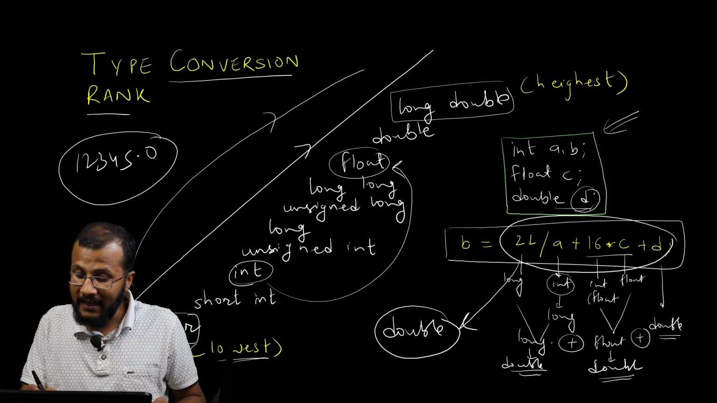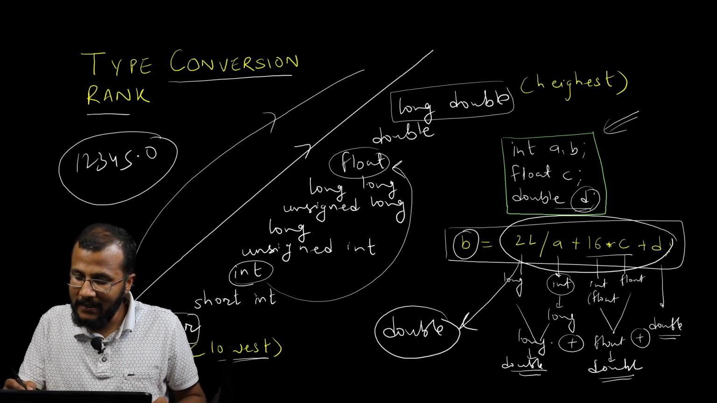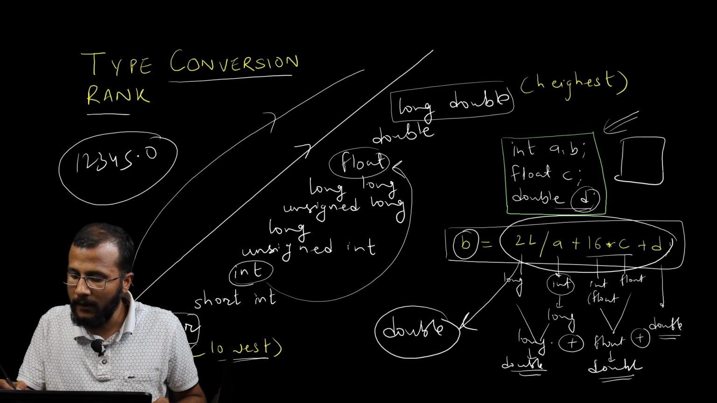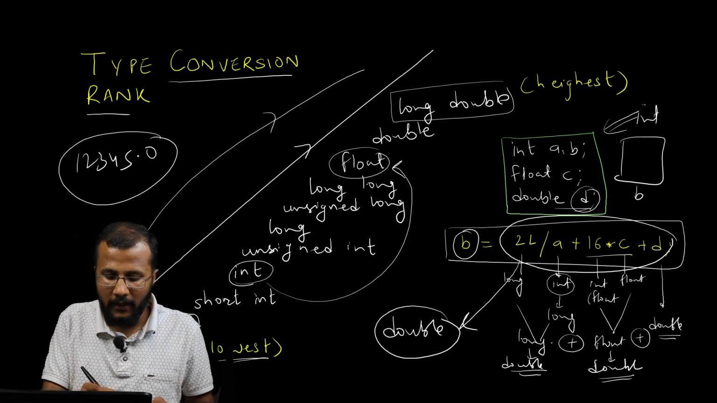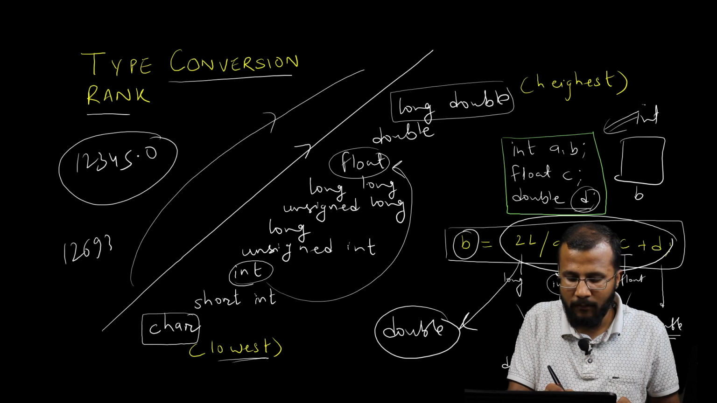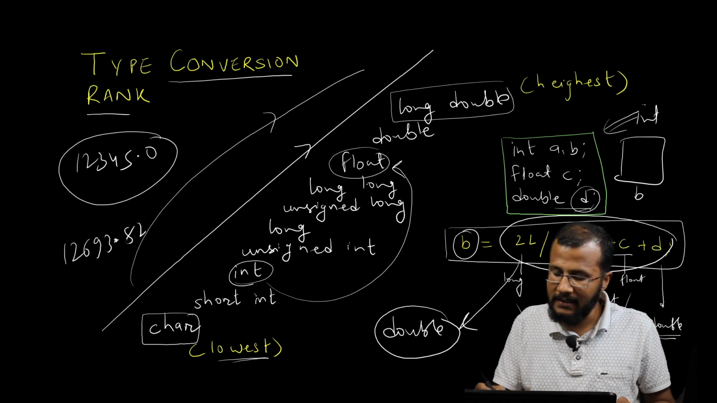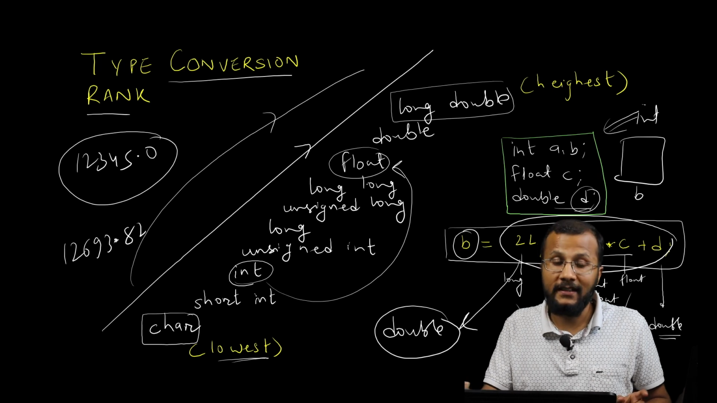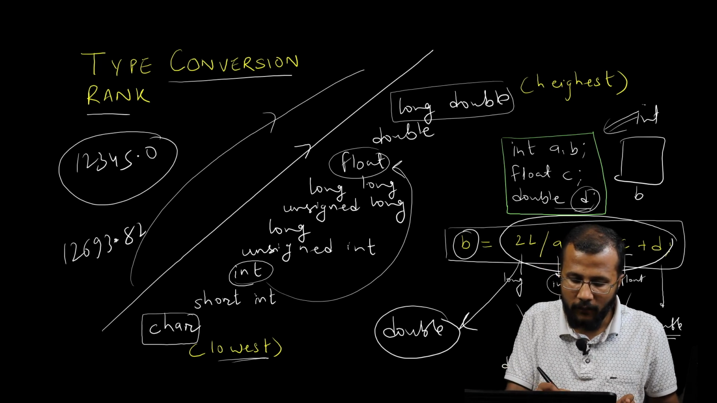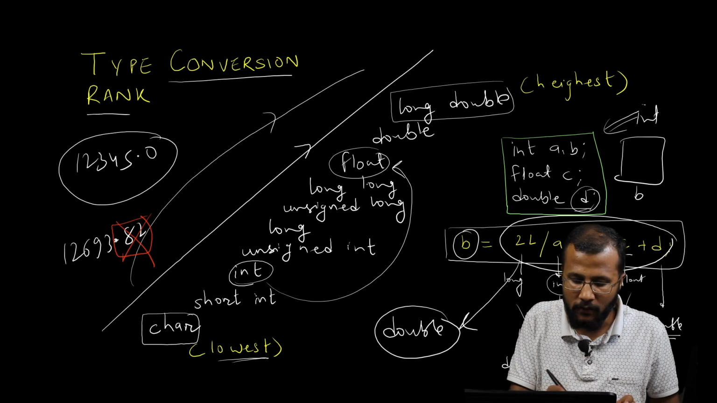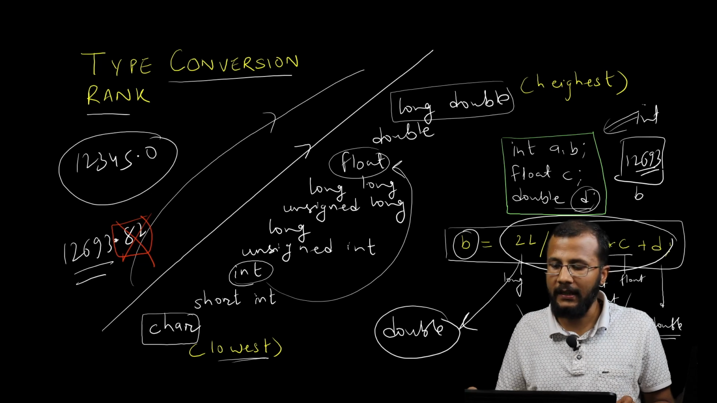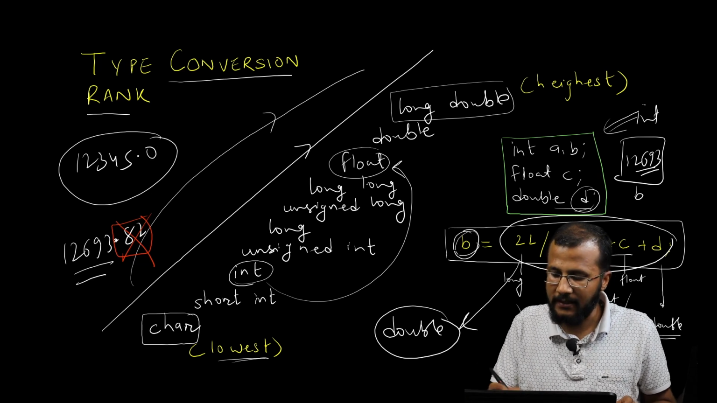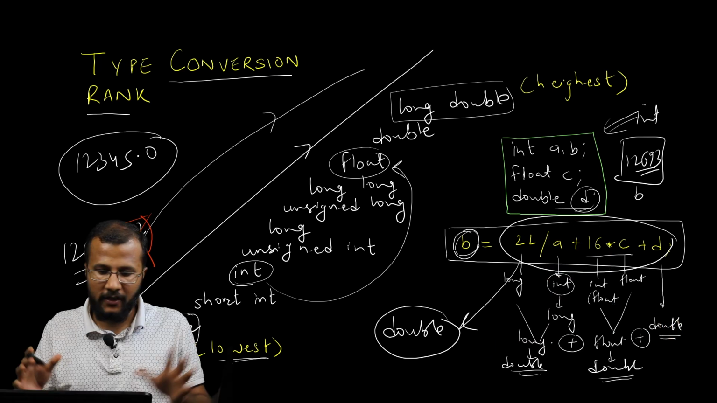But my left hand side variable is b, which is of type int, so b can only hold an integer value. Let's say the double value is 12693.82. Because b can only hold the integer part, there is no rounding done. The fractional part is not stored because int can't store it. So finally the answer 12693 is stored in the variable b. That is the output. I hope you have understood this table.